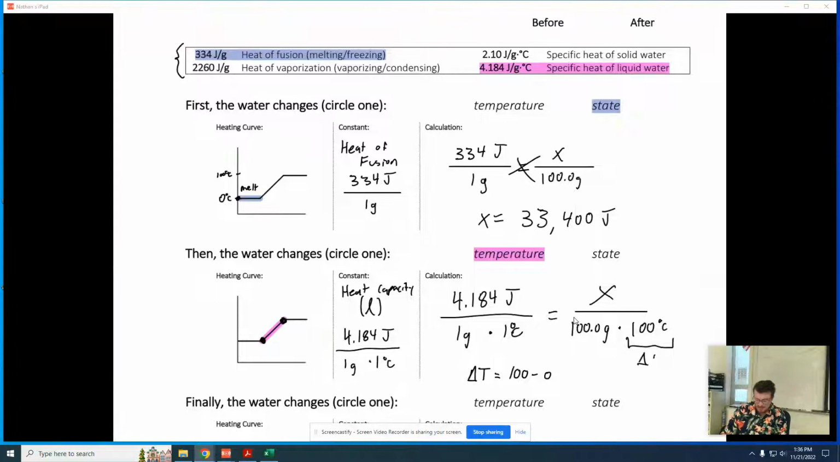So even though in this instance my final temperature and my change in temperature are the same, that is not always going to be the case. And it's important for us to remember that it's the change in temperature, or the delta T, that we are plugging in to this side of our ratio. It is never just the final temperature, and it's never just the initial temperature. So then once we get here, we can cross multiply and solve for x. And what we would find here is that x equals 41,840 joules of energy. And that is the amount of energy that it takes for the second step.